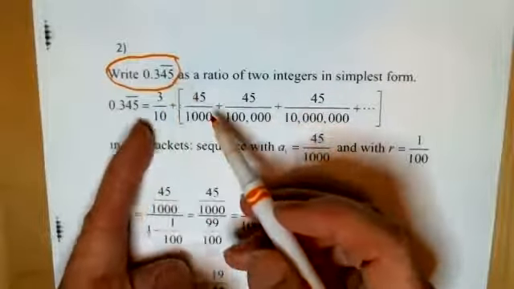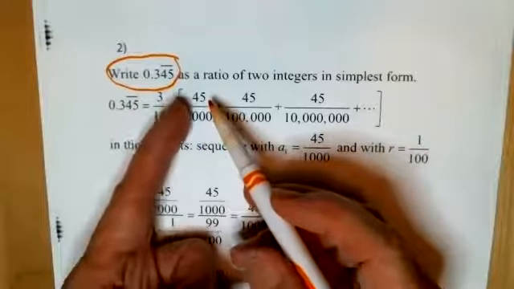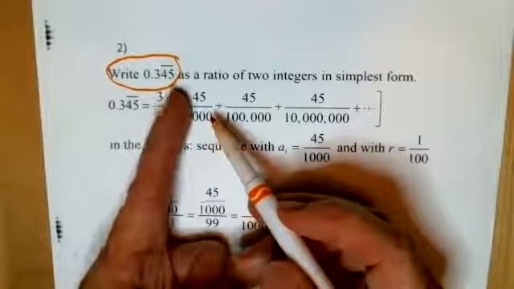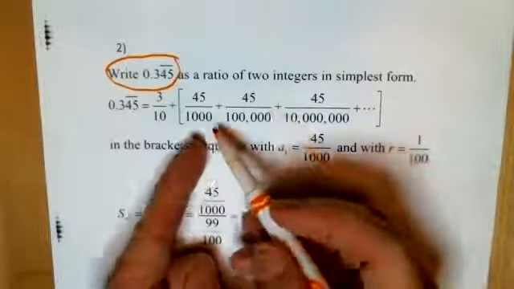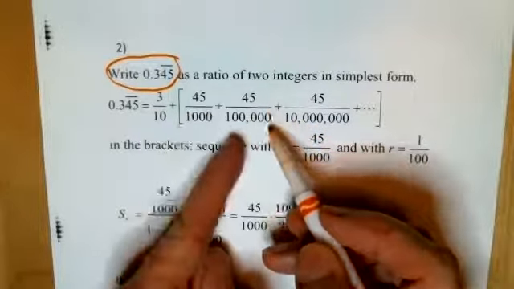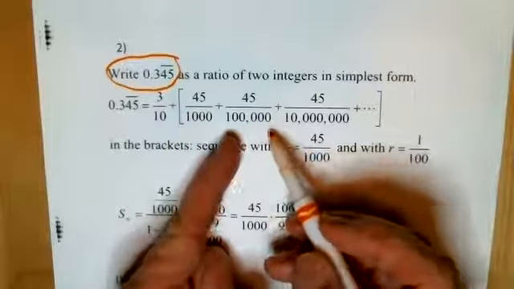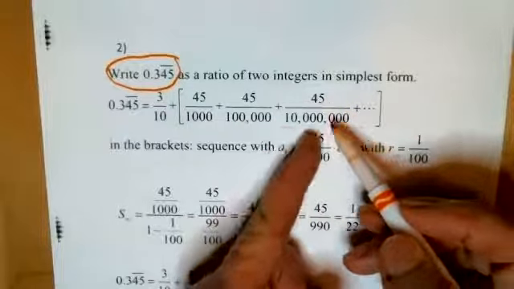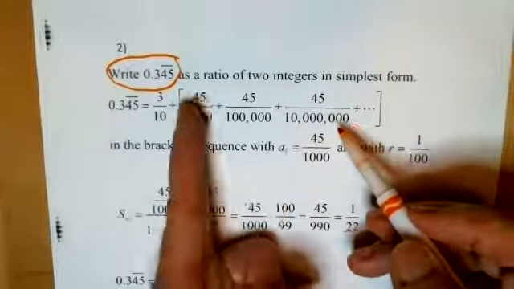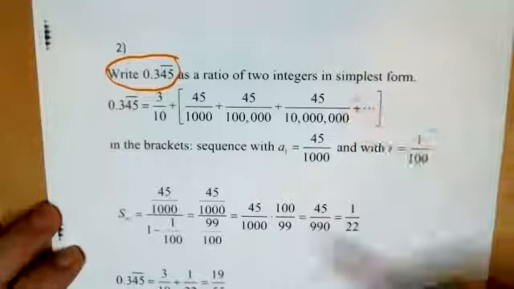So we have 3/10 plus 45 over 1,000, because it's 3 places over, plus 45 over 100,000. We have to move 2 more decimal places over. So we have a total of 5 zeros now. And then 45 over 10 million, because again, 2 more zeros. We're skipping 2 place values each time.